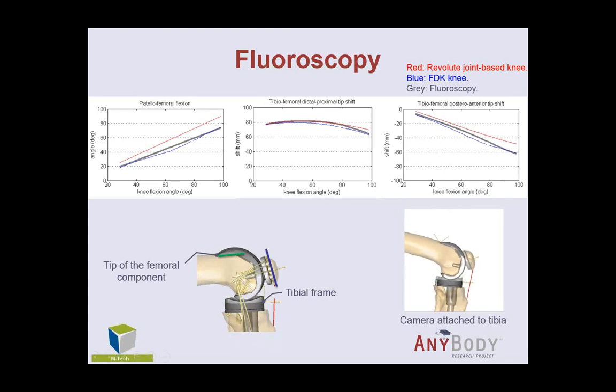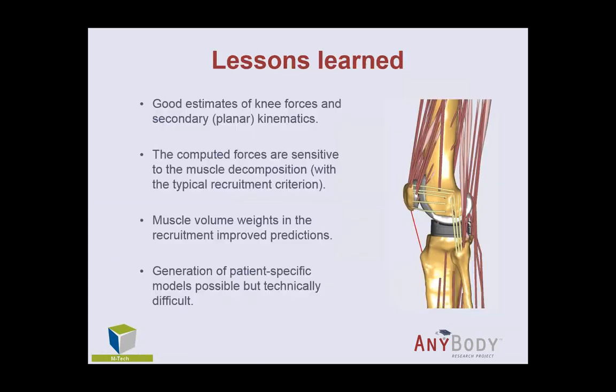The Revolute joint model is actually not too bad for this particular implant, except when we get up into 90-degree flexion or even more, then it starts deviating more and more. But the FTK model actually follows it quite nicely throughout the entire range of motion.